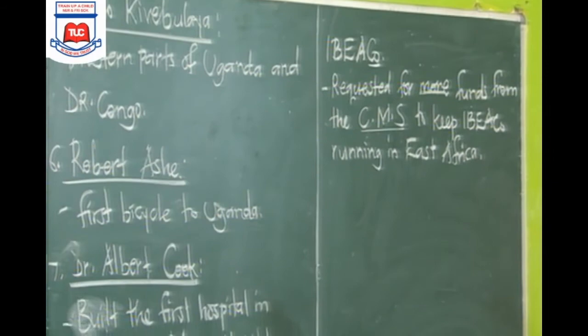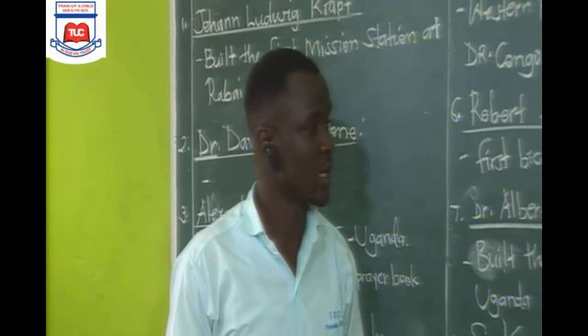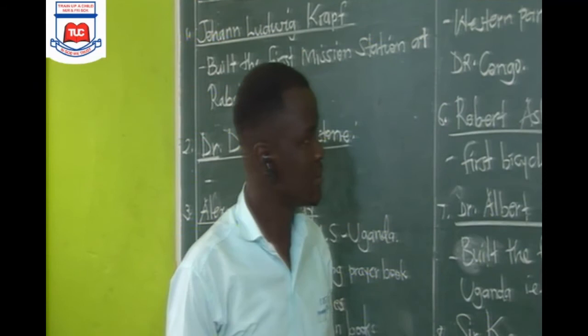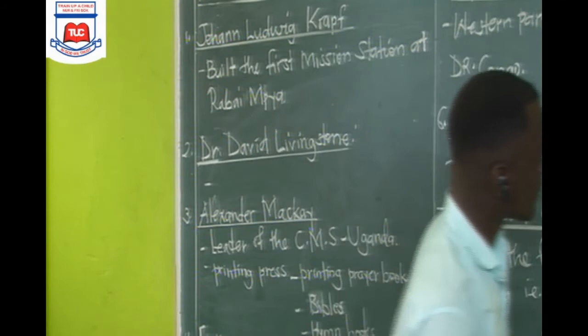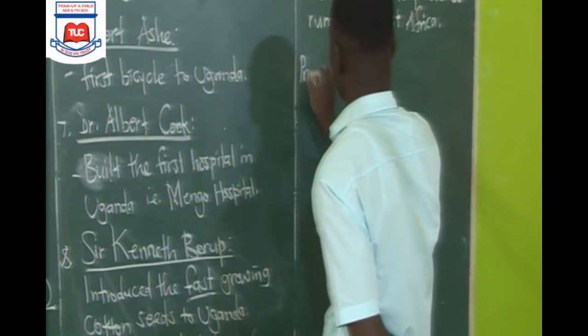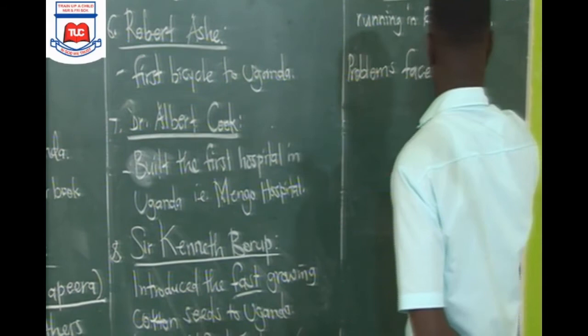So those are some of the missionaries that we can talk about. Then we are going to look at also the challenges, the problems that these missionaries faced. And after the challenges, we shall be looking at the achievements that they did, the contributions. Let's first begin with the challenges. We can call them problems faced by the missionaries.